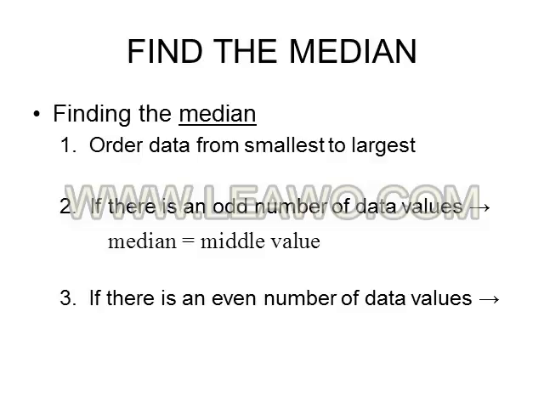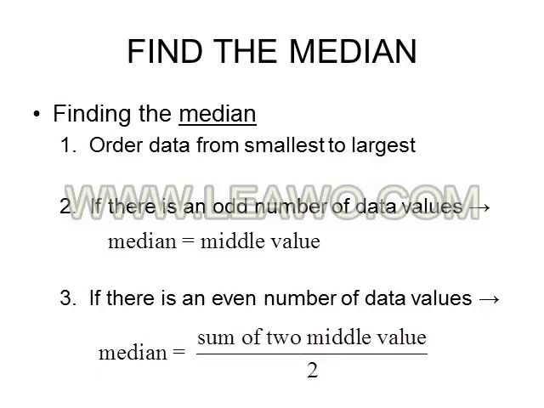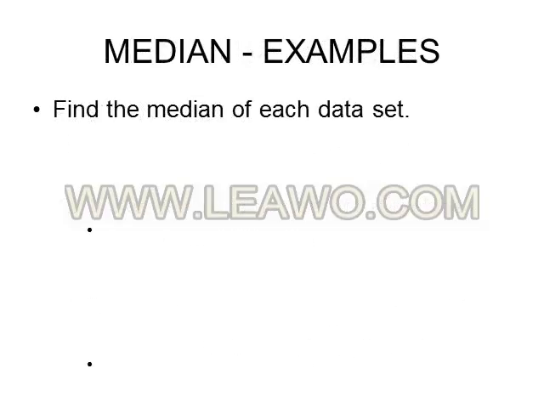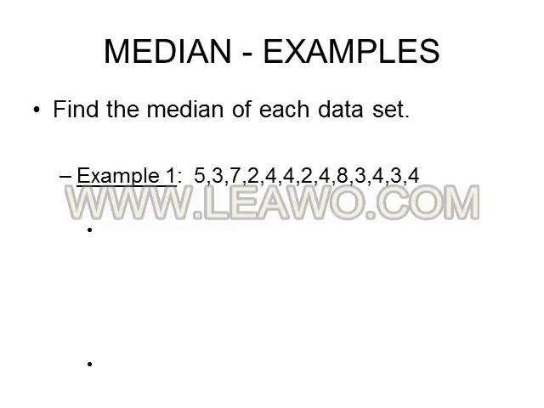However, if there is an even number of data values and you begin to cross off and you're left with two numbers in the middle, the median will be the sum of those two middle values divided by 2. You have to take the average of the two values. Okay, let's look at some examples to find the median.